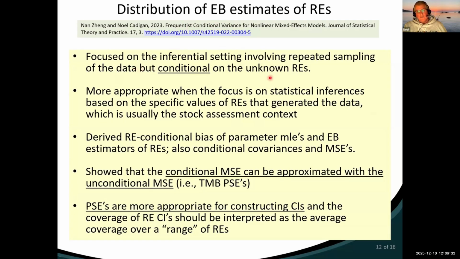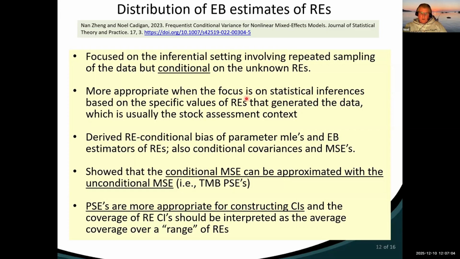I mean, the random effects are unknown, but we can consider that they did have some specific values that we just don't know what those values were. And I kind of felt that this was more appropriate when the focus is on statistical inferences based on the specific values of the random effects that generated the data, which is usually the stock assessment context.